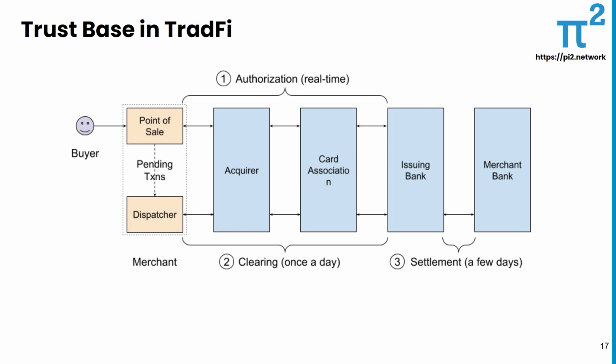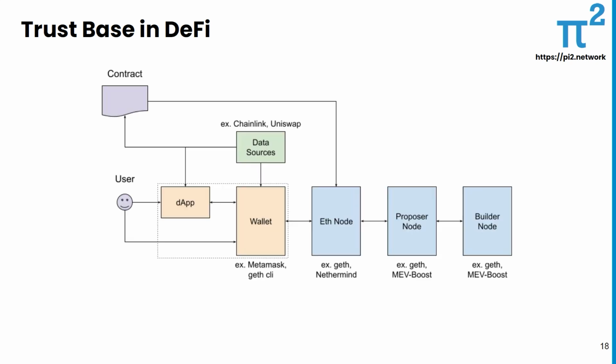So you need to trust the acquirer, the card association, maybe the issuing bank, and the point of sale. The merchant also has its own trust base. It needs to trust the merchant bank and other components. So it's the same with this trust base in DeFi.